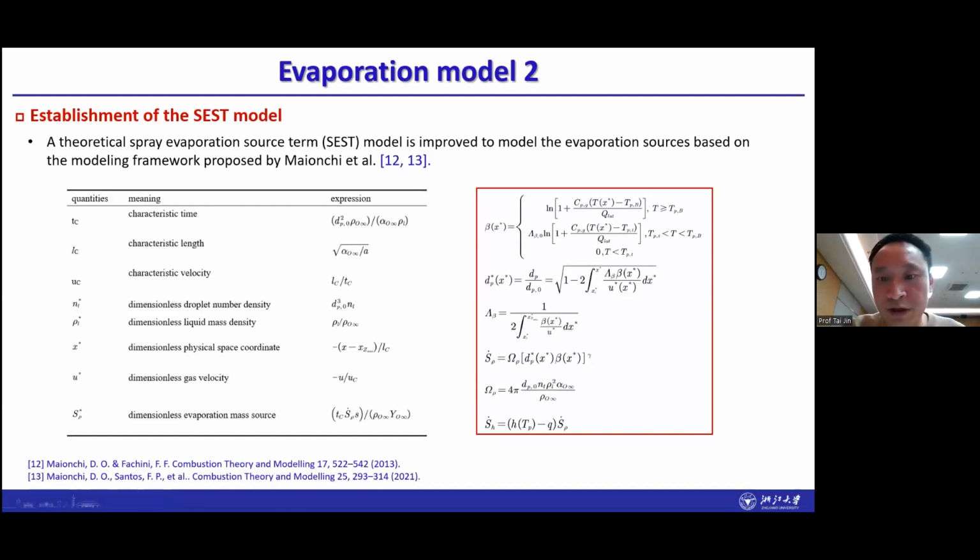It avoids the difficulty of running lots of simulations of spray counterflow spray flames with different droplet parameters. Okay, thank you.